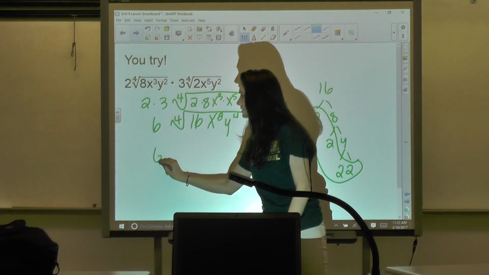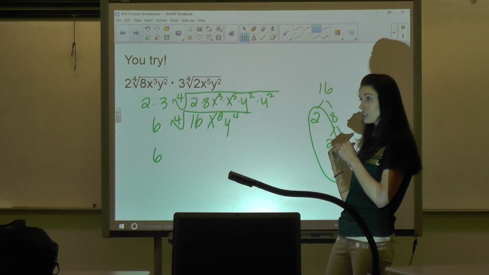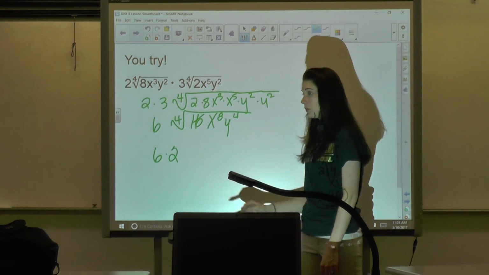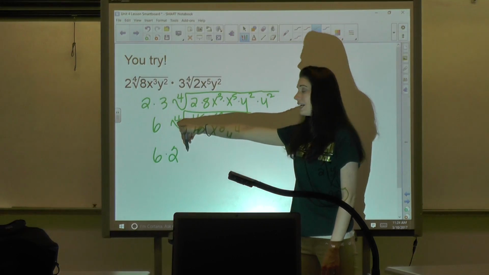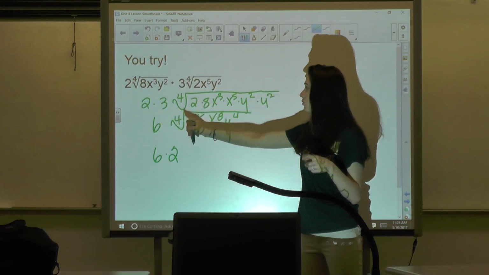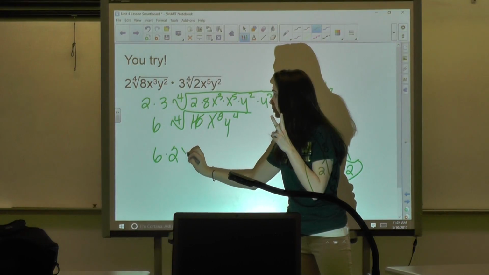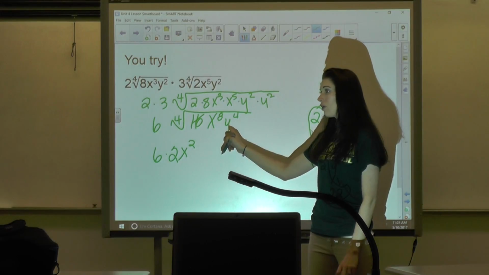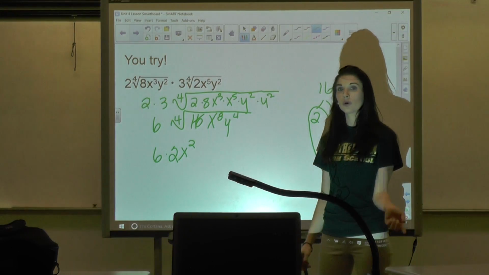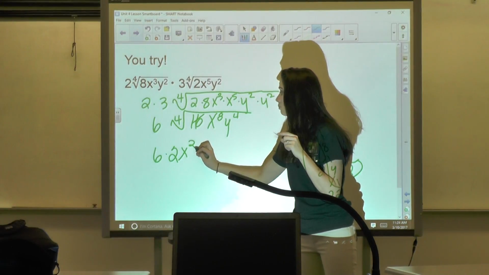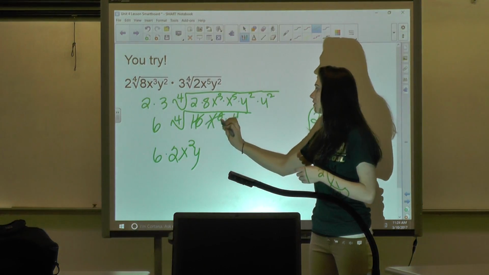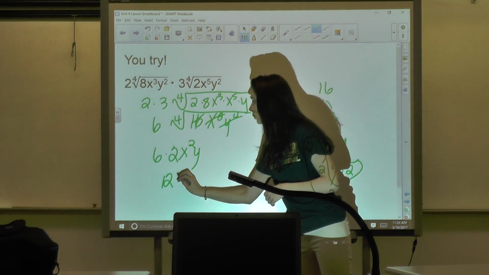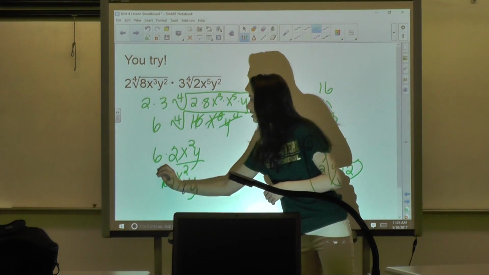So I have my 6. I had only four 2s, so you bring one 2 out. So now my 16 is done with. X to the power 8. I need 4 in order to bring 1 out. How many times will 4 go into 8? 2. So x squared. Will you have anything left over? No. I need 4 to bring out 1. I have 4 y's. So 4 will go into 4 one time. I bring out a y. Are you left with anything else underneath the radical? No. 6 times 2 is 12. x squared y is your answer.